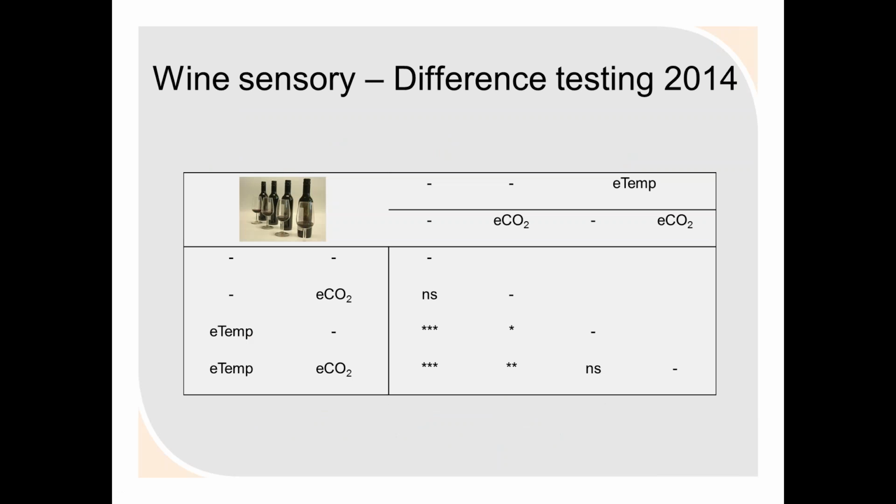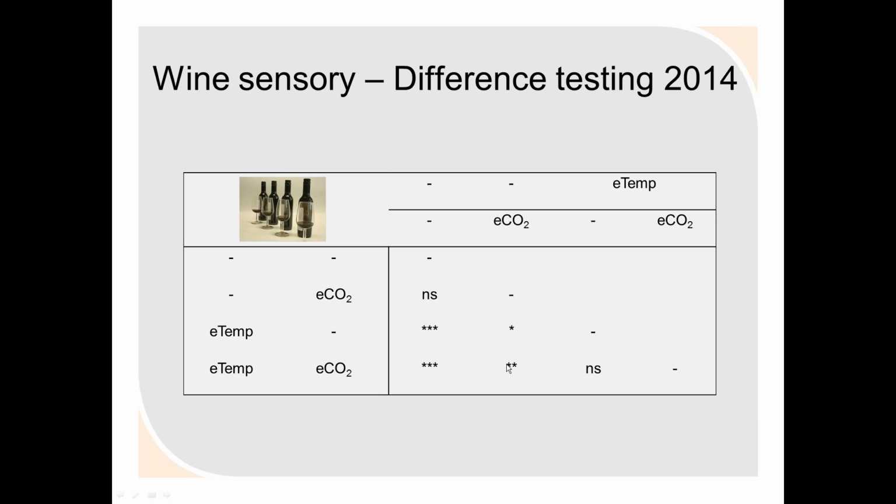So lastly, in terms of assessing the wine quality, we are doing wine sensory analysis on the wines that are made from each of the different treatments. So far we've only done 2014. We're about to do our 2015 wines in the next coming month. But from 2014, what we found was that wherever we had an elevated temperature wine, it was significantly different from our control and from our elevated carbon dioxide only treatments.